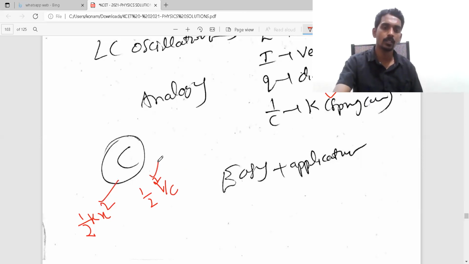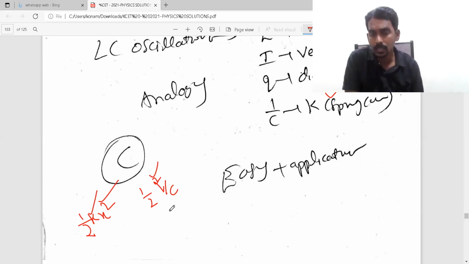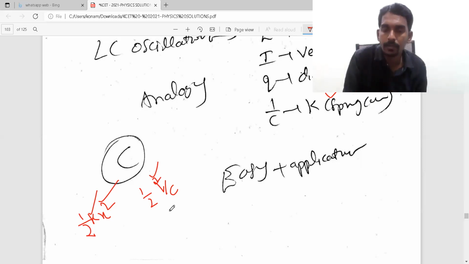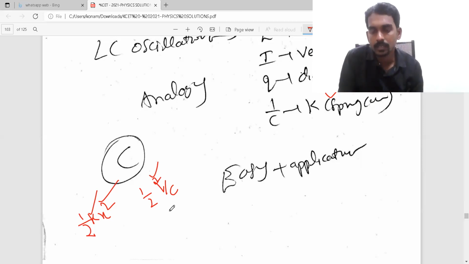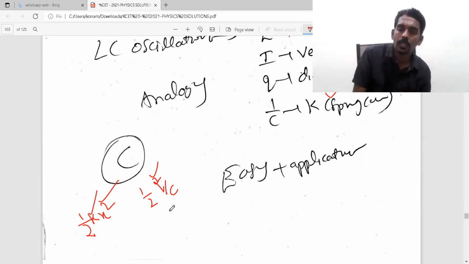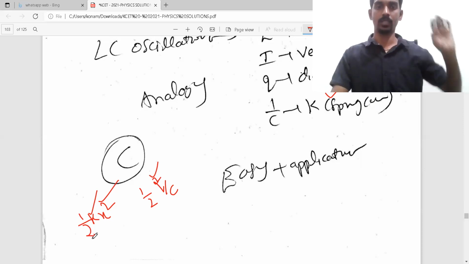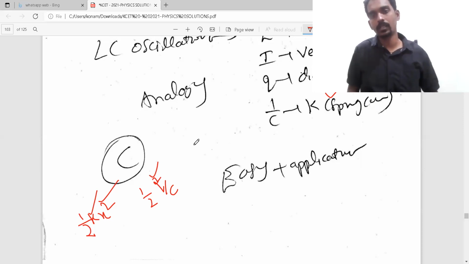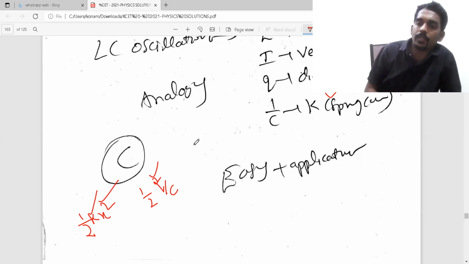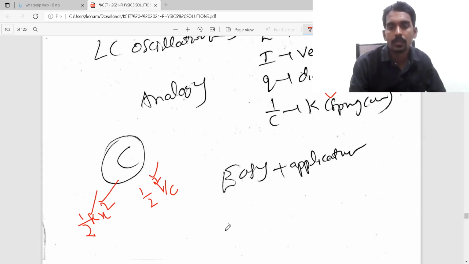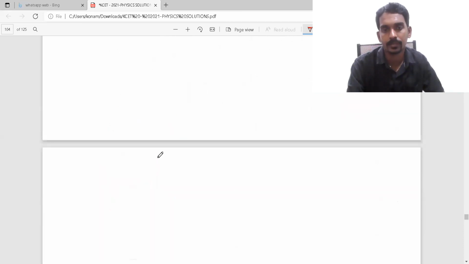So in the analogy, in place of k, what is there? 1 by C. In oscillations of a spring, the role of spring constant k is played, in LC oscillations, by the 1 by C quantity. This is also direct. When you study LC oscillation, you compare and say what the comparison is between the mechanical oscillations of a spring mass system and the electrical oscillations of an LC circuit.